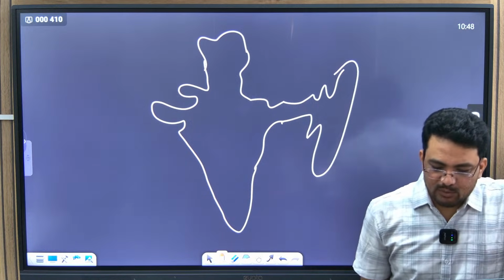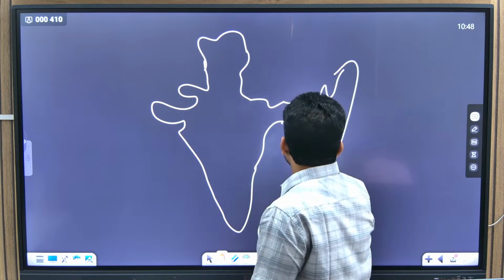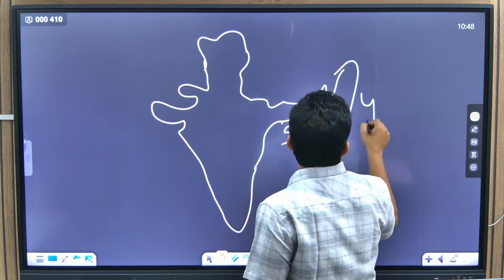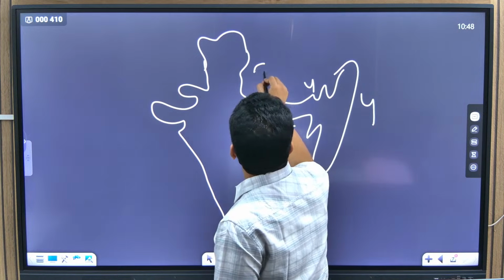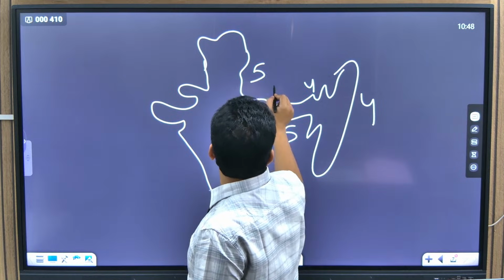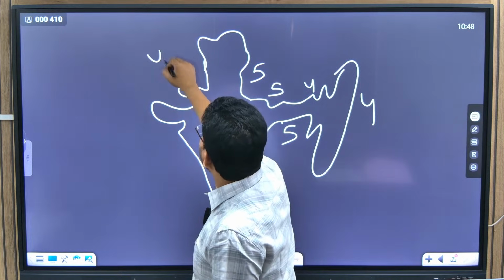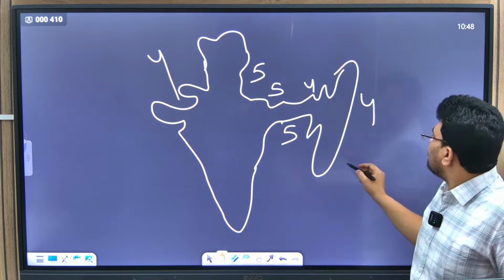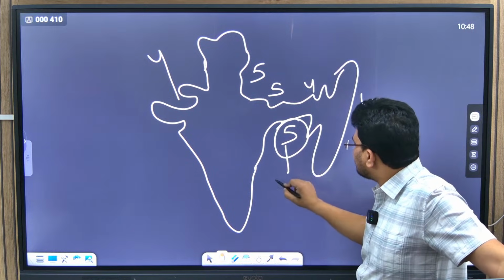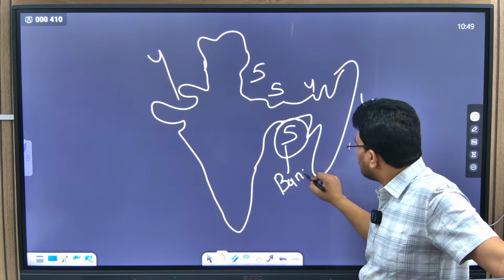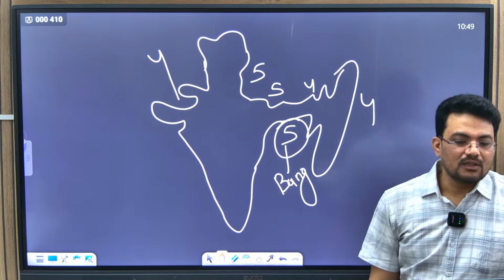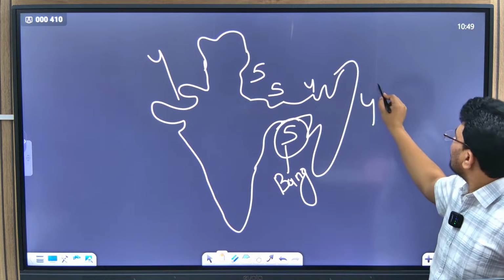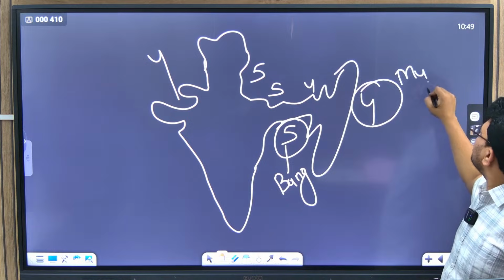Okay, so you can remember this code: 5444. Which means with Bangladesh we have 5 states. With Myanmar, 4 states.